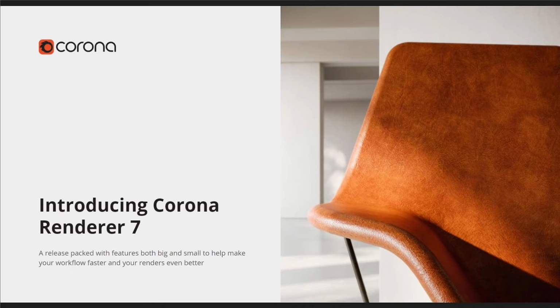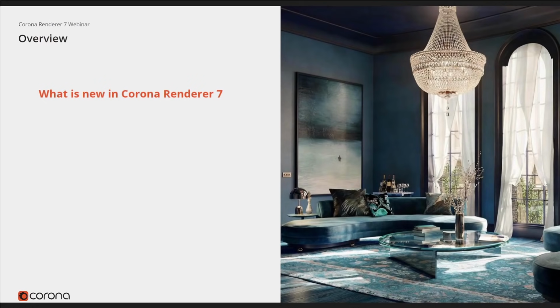So let's not beat around the bush too much and dive straight into the presentation. The question that's probably on everyone's minds right now is, what is new in Corona Renderer 7? Broadly speaking, Corona Renderer 7 is a release that combines big new features with overall improvements that span across the entire rendering engine. While that's a bit of a broad statement, I'm sure all of you would like to know more about the specifics.